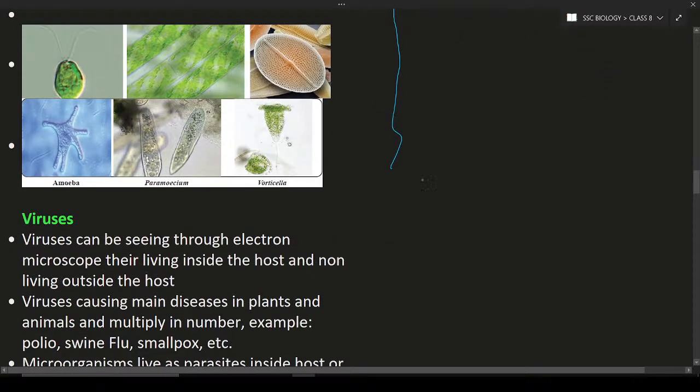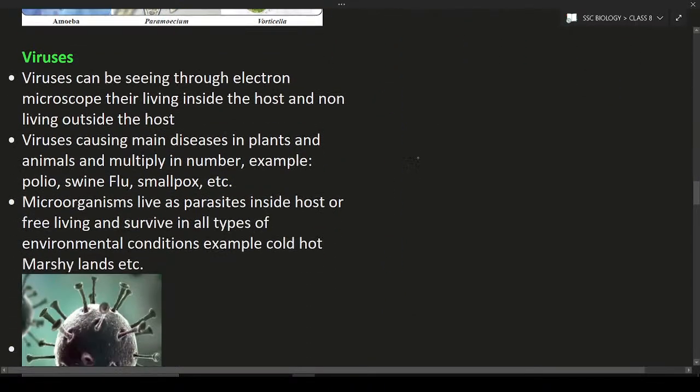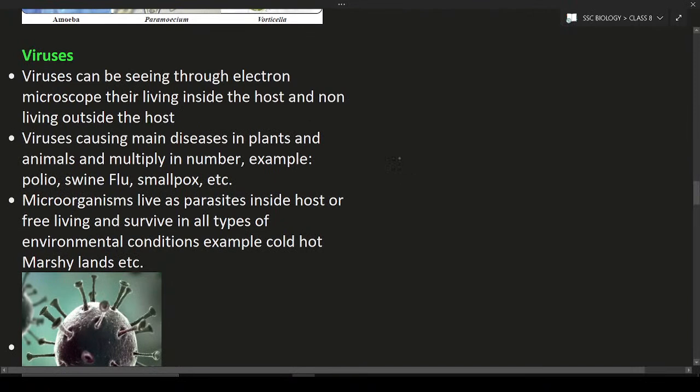So next one is viruses. What is meant by virus? Virus is a different type of unique microorganism.